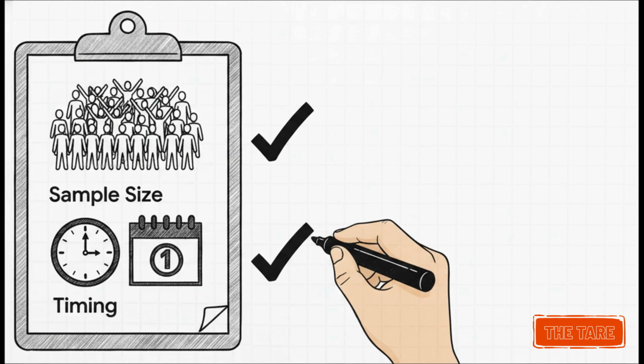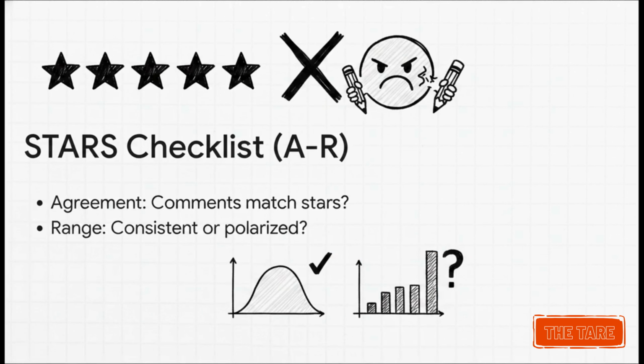Moving right along, A stands for agreement. Do the written comments actually match the star rating? If someone gave it 5 stars but wrote it broke on day 2, you've got a major red flag. R stands for range. Look past the average number and actually check the whole distribution bar. Are you seeing a consistent experience, or is it heavily polarized like our product X from earlier?